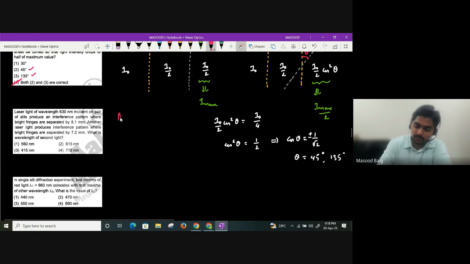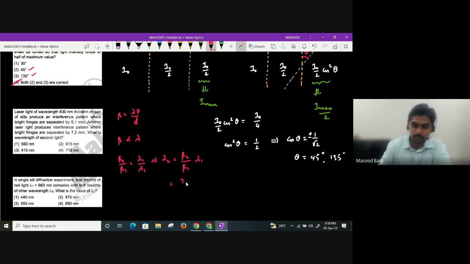What is beta value? Lambda capital D divided by small d. So we know beta value is directly proportional to lambda. So what can we write here? Beta 2 divided by beta 1, can I write it will be lambda 2 divided by lambda 1? They're asking lambda 2 value. What will lambda 2 value be? It will be beta 2 divided by beta 1 into lambda 1.